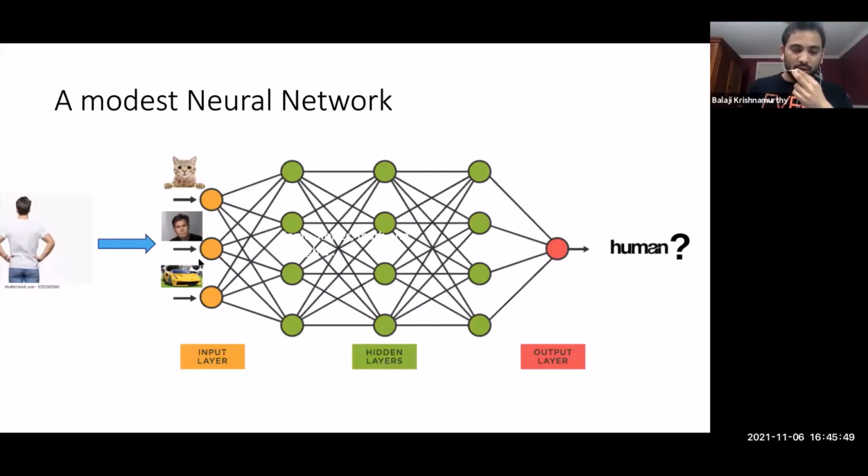What I'm showing here is a very simple network trained with 3 objects: a cat, a person, and a car. It is detecting a person who's standing back, probably as a human, which is right.